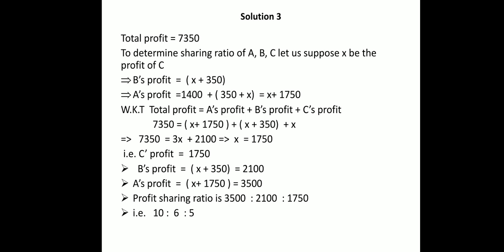So A's share is 3500, B's share is 2100 and C's share is 1750. That is 3500 is to 2100 is to 1750. Now we can simplify this. We divide it by 35. That gives you 10 is to 6 is to 5.